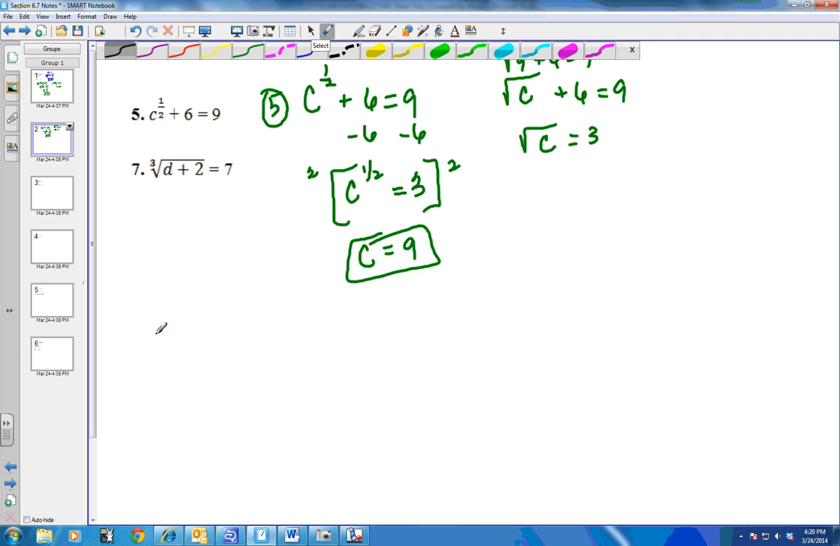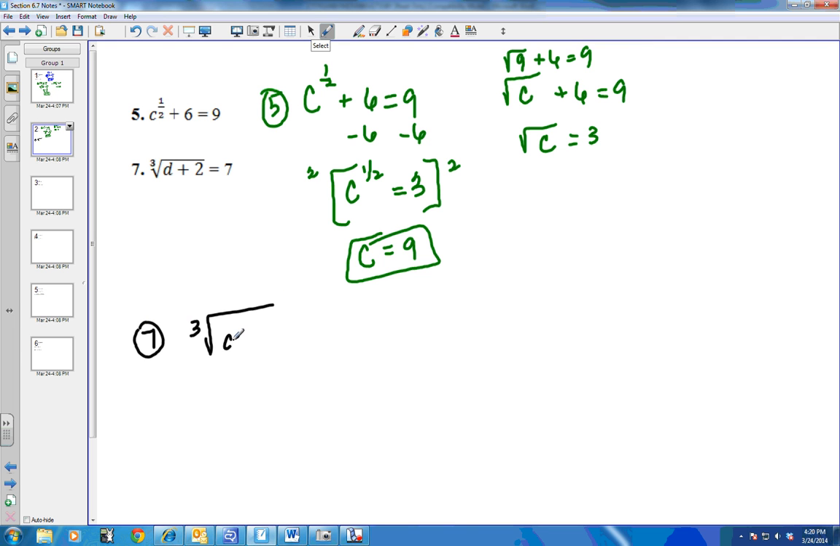Okay, number 7, I have the cubed root of d plus 2 equals 7. Now if you notice, this 2 is also underneath the radical. So I can't just subtract 2 because it's underneath that radical sign. So if I have the cubed root of d plus 2, to get rid of that radical, I want to cube both sides.